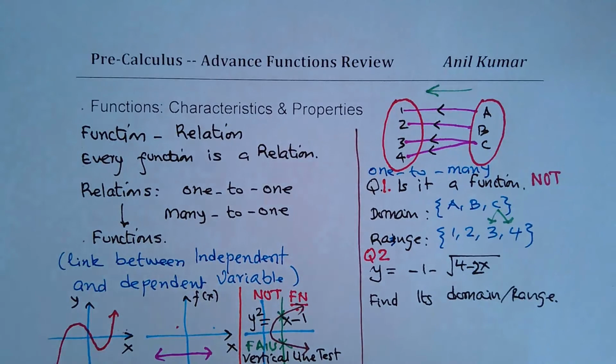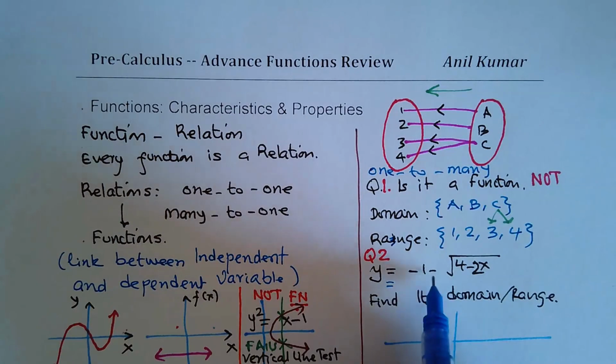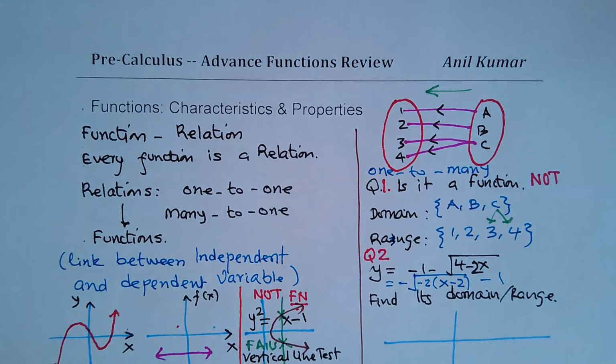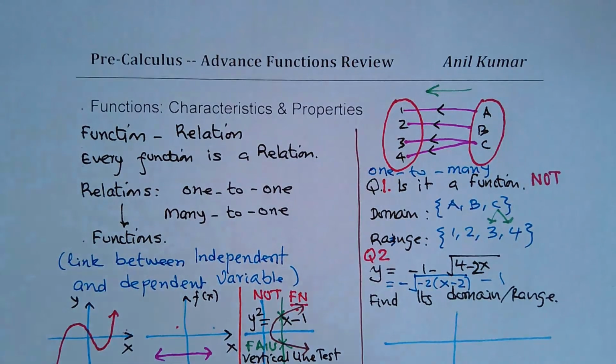How are you going to do it? Final exam is round the corner. You could make a couple of mistakes here. I want you to avoid all of them. First step is you should rewrite the function, right? So I'll write this -1 later. This minus I'll keep here, square root. You have to factor -2. Once you factor -2, you get x minus, within the bracket, 2, not 4. Do you see that? -1. Now I think you can get the domain and range.